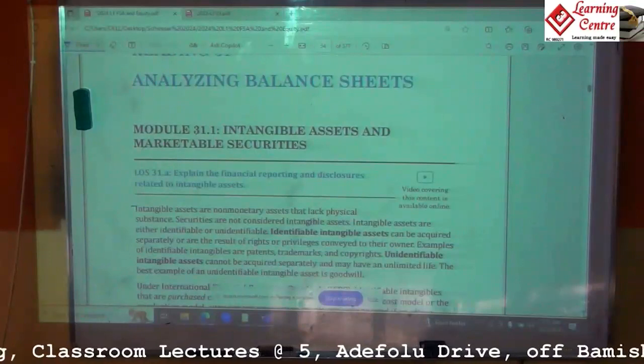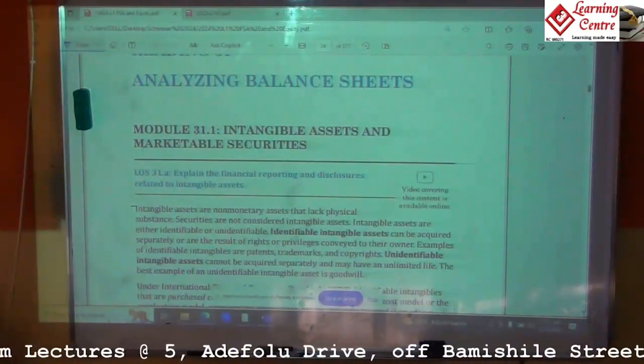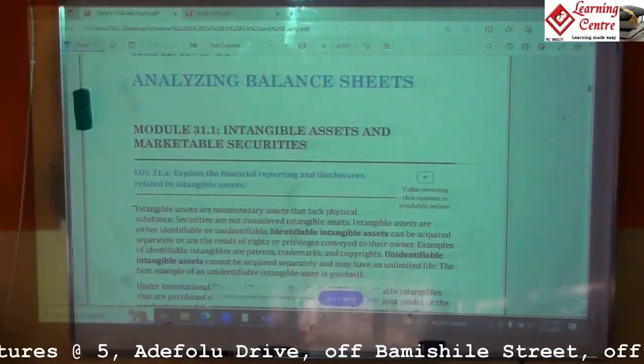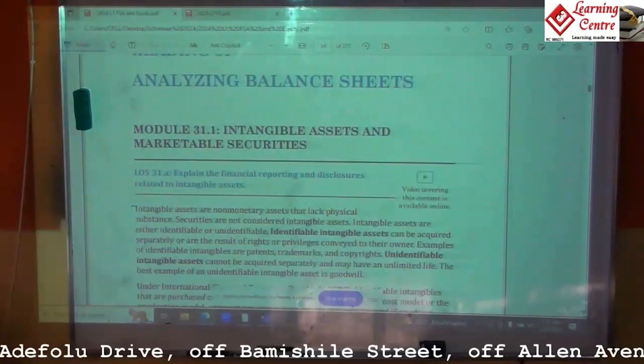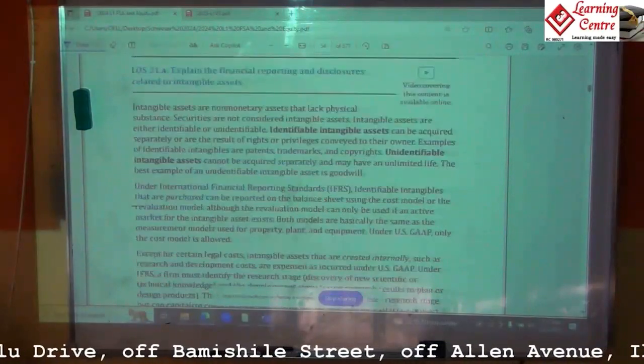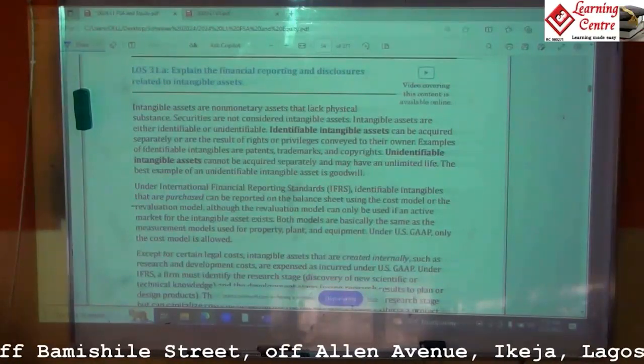Okay, so US GAAP says that you can only use the cost model.